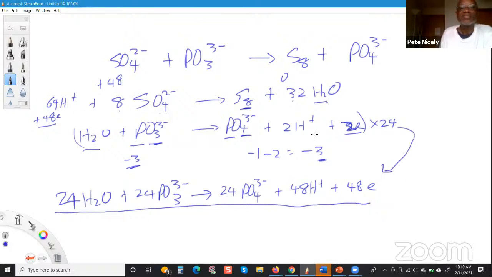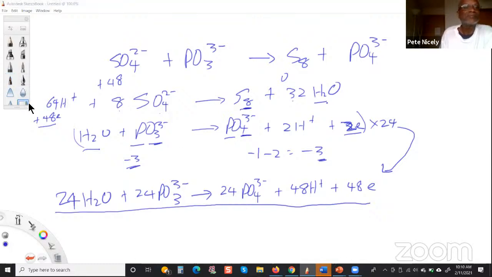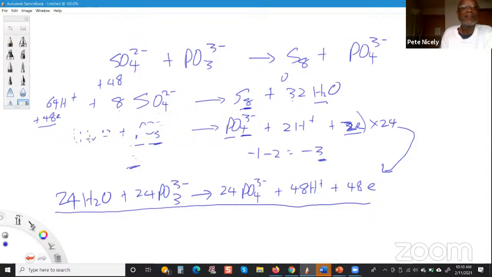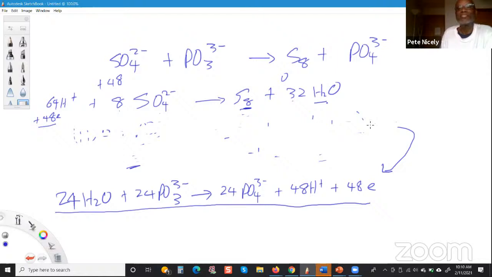Now what I'm going to do here is erase this equation here to avoid confusion. We don't need it anymore. So let me erase it here. And basically what we're going to do is add the 2 balanced half reactions or half equations to get the final answer. So basically what we're going to do is add this equation to this equation, all right? So basically we have to, of course, cancel out the 48 electrons here and here.